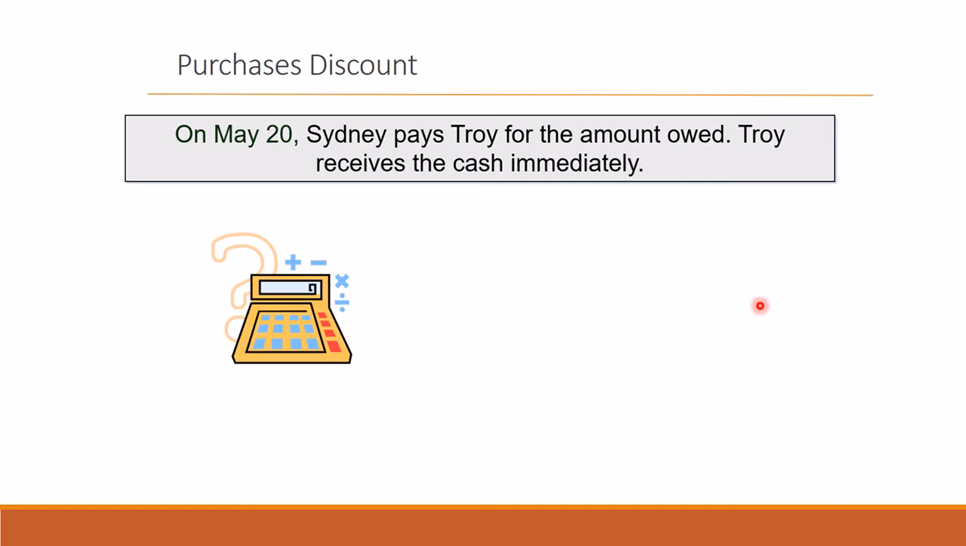On May the 20th, Sydney is going to pay the amount owed to Troy. Keep in mind that this is on May the 20th. The original purchase was May 11th, so this is within the 10-day discount period. To calculate the amount paid, we first have to calculate the amount due by taking our $50,000 original purchase, subtracting from that the $4,000 return to come up with the total amount due of $46,000.